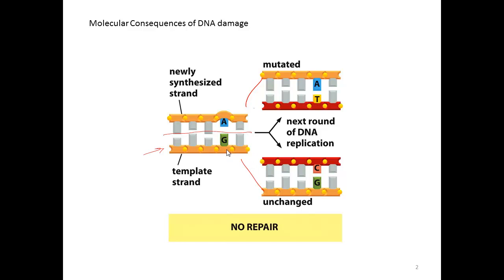This G will be a template for the proper insertion of a C nucleotide, which is what it should have been here. And so 50% in this case of the daughter cells will be mutated at this position, and 50% of the cells will be correct. This is in the absence of any kind of DNA repair. And we'll explore the consequences of this in a few slides.